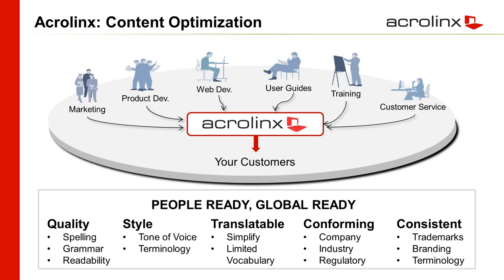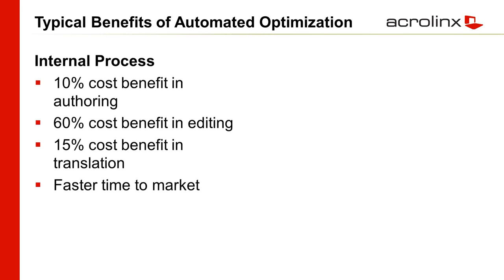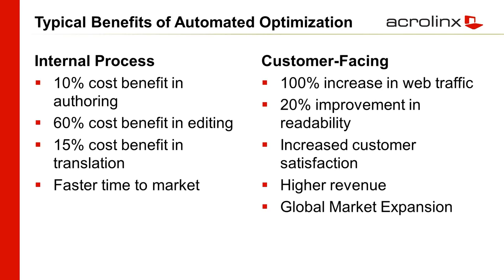And improving translatability can also improve comprehension, because you simplify your sentences and make your terminology simpler and more consistent, use fewer long words. That will help people who are native speakers to understand your language, people who are speaking your language as a second language, as well as translators. And you can see some other dimensions of content quality that Acrolinx can help with. So there's benefits both internally and externally when it comes to automating the process of optimizing your language.